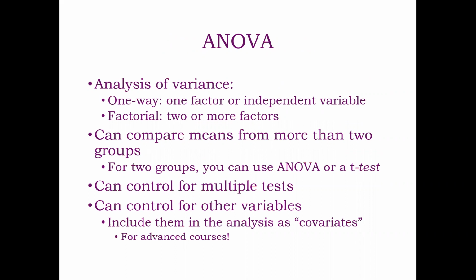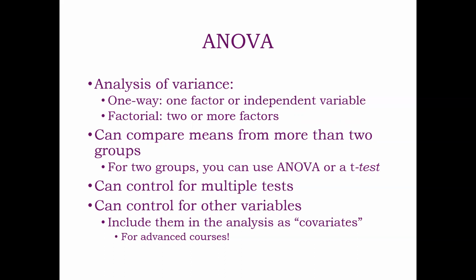One-way ANOVA, where you have one independent variable, also called a factor. And we'll talk about factorial ANOVA in the next topic, where you have 2 or more factors. The important thing about ANOVA is you can compare means for more than 2 groups. For 2 groups, you can use a t-test, as we've learned, but you can also use an ANOVA. And this would be useful if you continue to study more statistics.